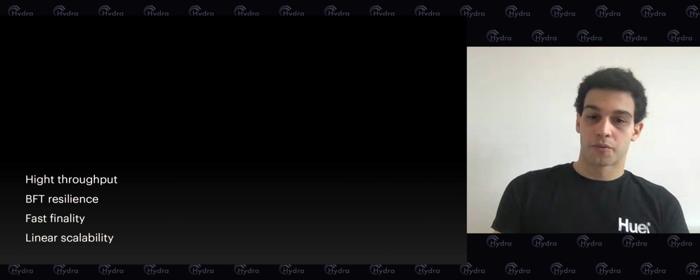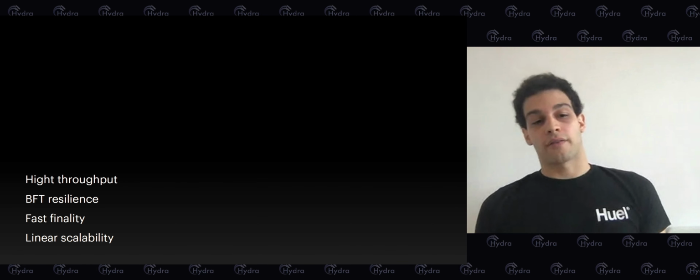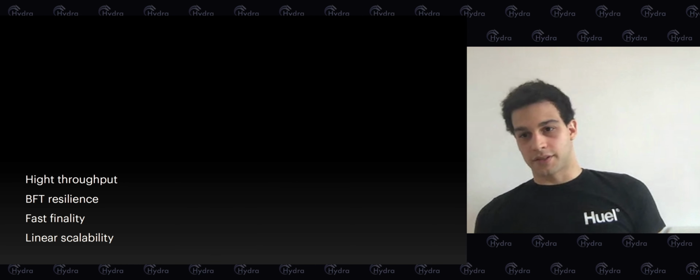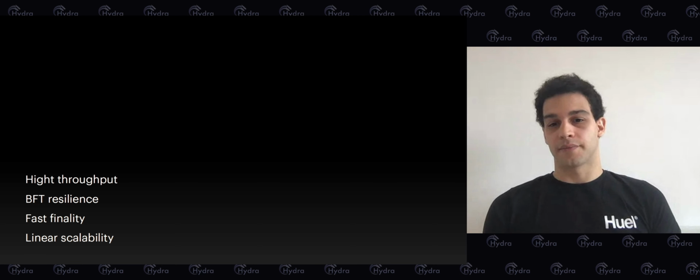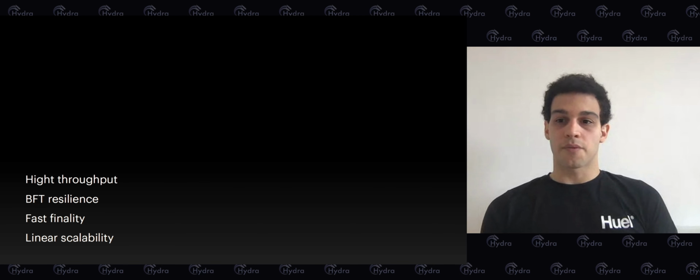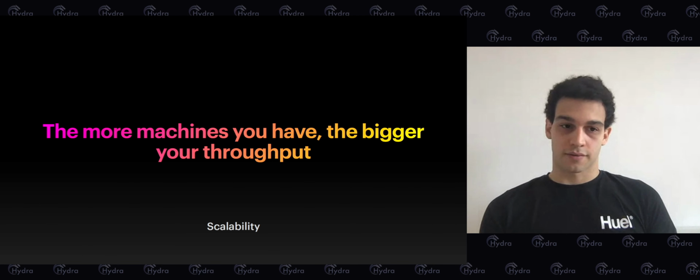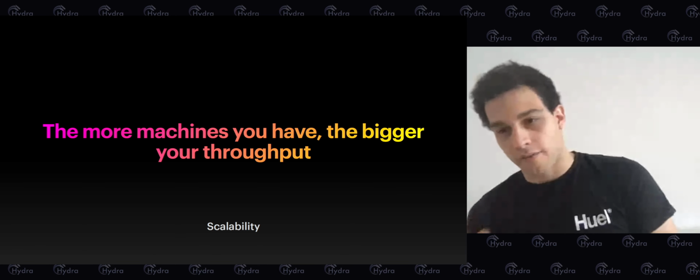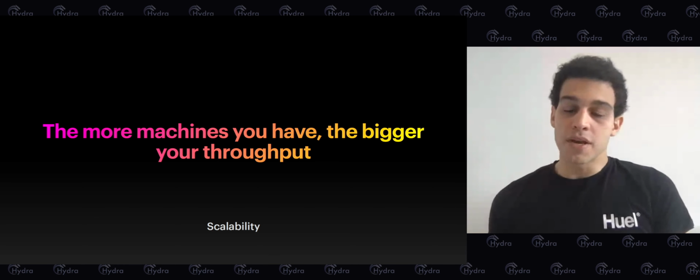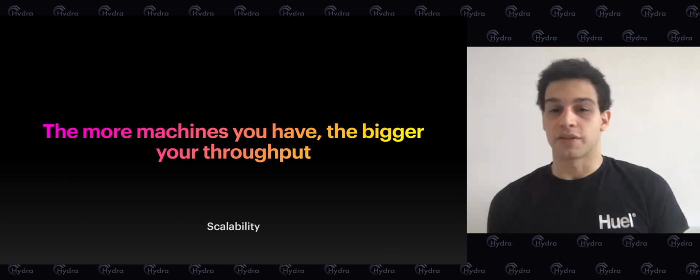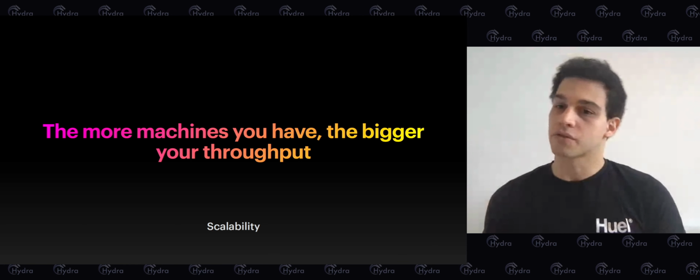So what we hope to achieve here is high throughput, BFT resilience, fast finality, and some linear scalability. Linear scalability is something which is proper to sharding techniques. The idea is that the more machines we have, so the more hardware we invest into our system, the bigger the throughput. So this is how we define scalability for the scope of this talk.